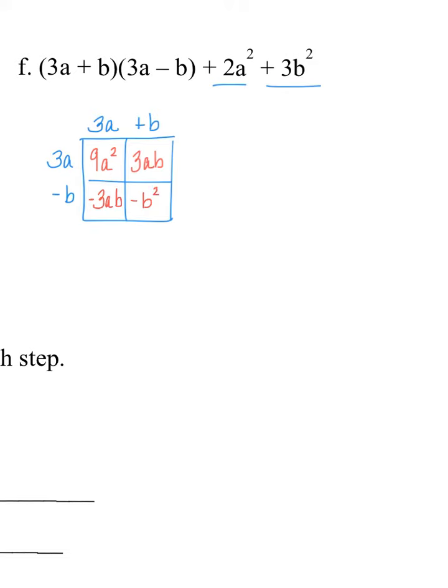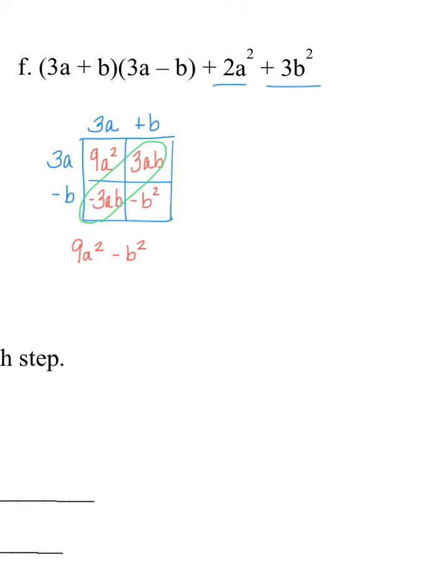Last step is to combine our like terms. I like to do it on the diagram. That's the beautiful thing about an area model. So I have a 9a squared, top left box, a 3ab, and a -3ab. Same exact variables, same exact powers. Coefficients are the same value but opposite sign. What happens? We've seen this before. They cancel out. That leaves us with just the -b squared from the bottom right box.